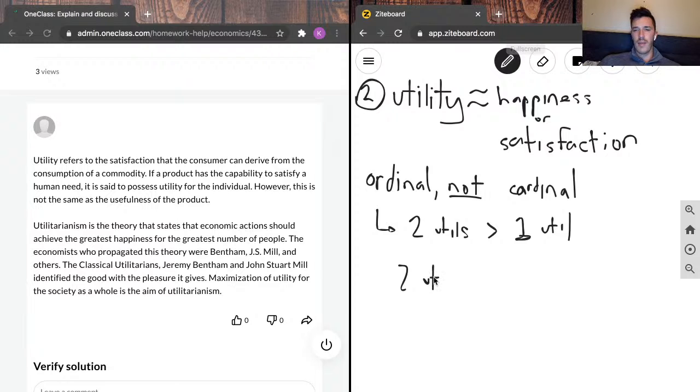So a good example of this is like you're having a good day and you're like, I'm happy. Nobody's going to ask you, oh, like how many units of happy are you? Because it's immeasurable. You can't quantify it. But you do know that when you're happy, it's a better day or a better feeling than when you're sad or having a bad day. So more happiness is preferable to less, even though you cannot define how much happiness you have. 2 utils alone doesn't mean anything.